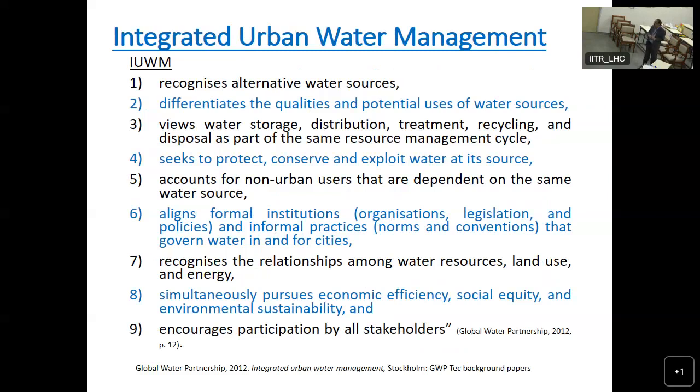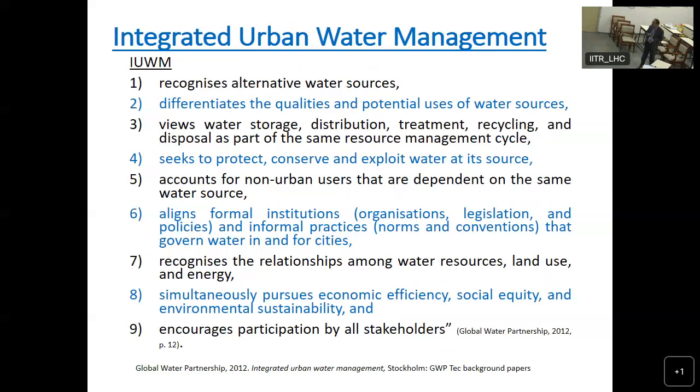Align formal institutions, organizations, legislation, and policies, and informal practice norms and conventions that govern water in and out for the city. So basically, everything has to be looked into: legislation, all the stakeholders, and also all the existing users. So in the planning framework which we are looking for, everything should be included and considered.